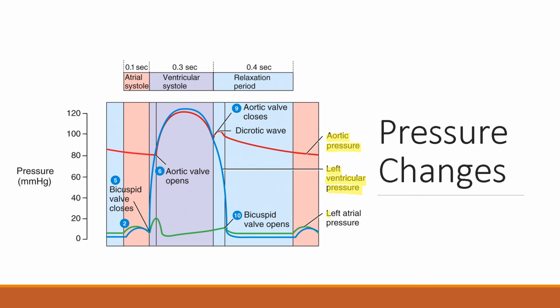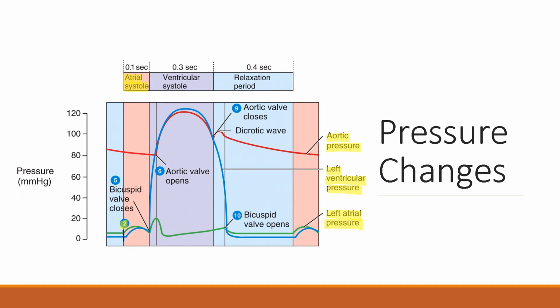And then our green color is going to be the pressure in the left atria. So this is just representative of the atrial pressure. So we'll start here at number 2. So remember that atrial depolarization is going to cause that atrial systole here in the pink. So this is at the beginning of atrial contraction.